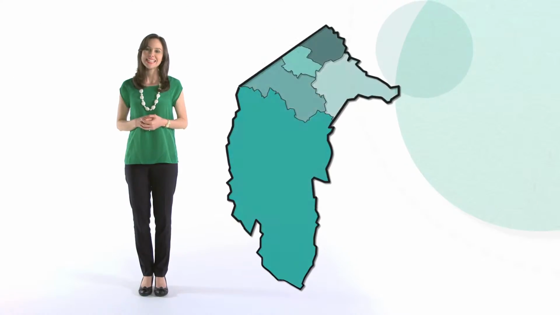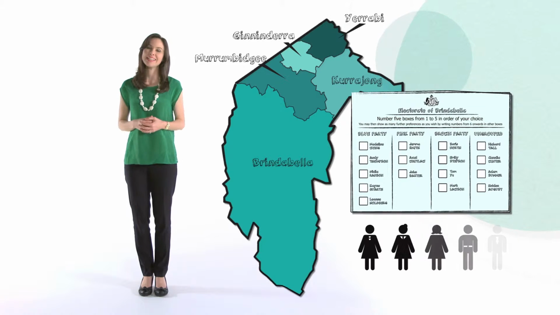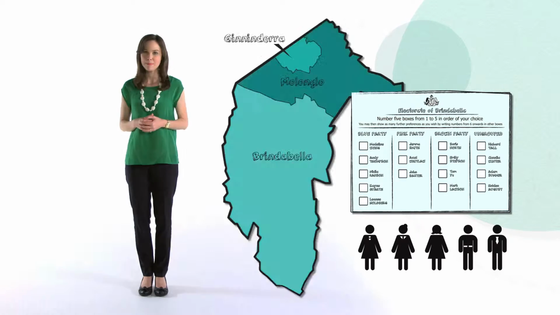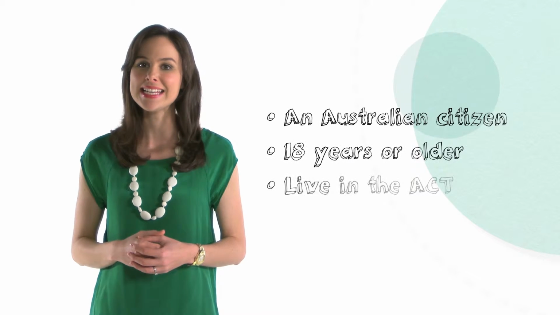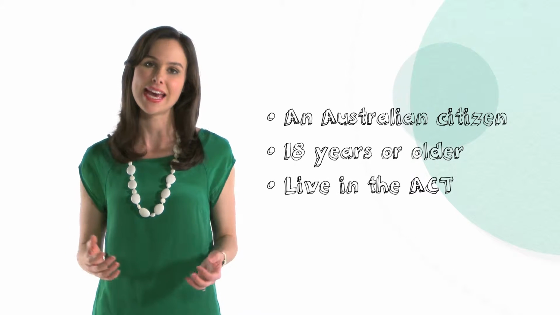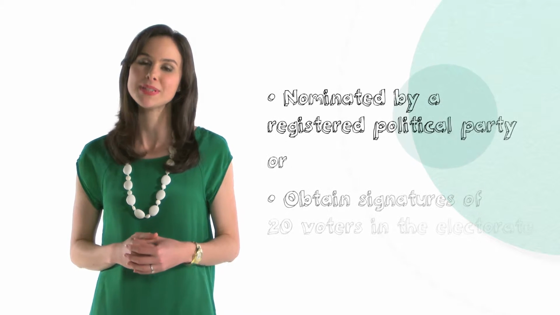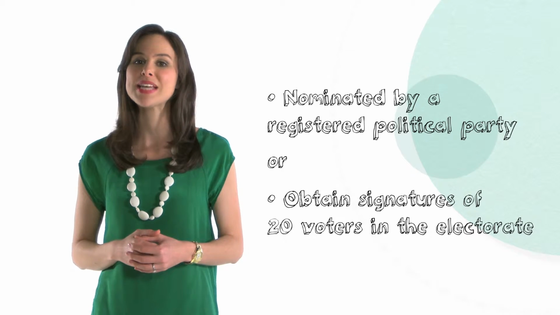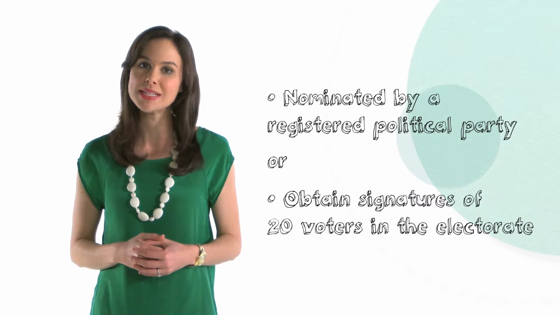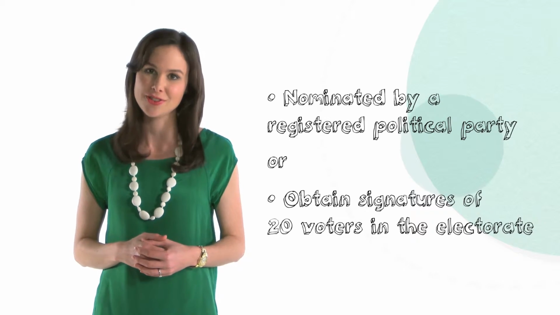To be a candidate in the ACT Legislative Assembly election, a person must be an Australian citizen, at least 18 years of age, and live in the ACT. They also need to be nominated by a registered political party or to obtain signatures of at least 20 people entitled to vote in that electorate.